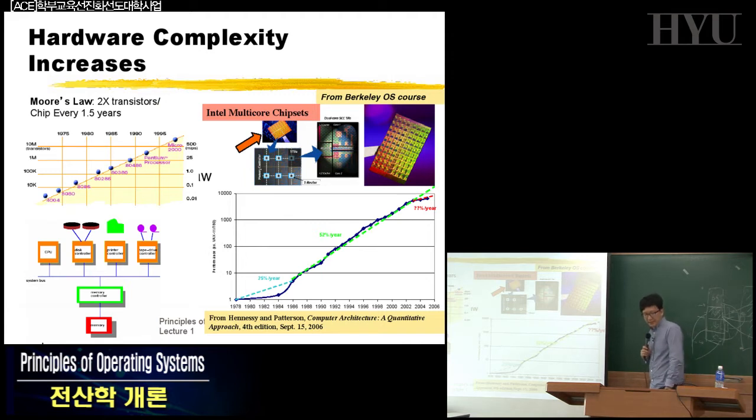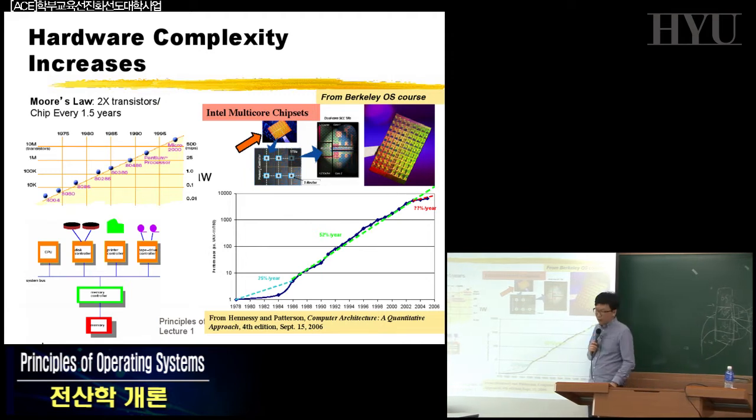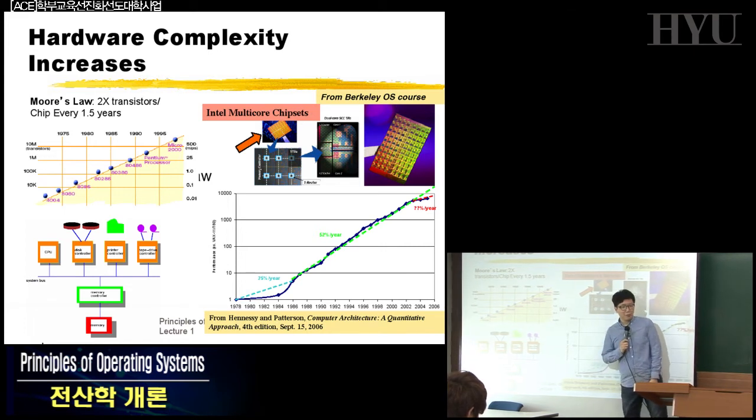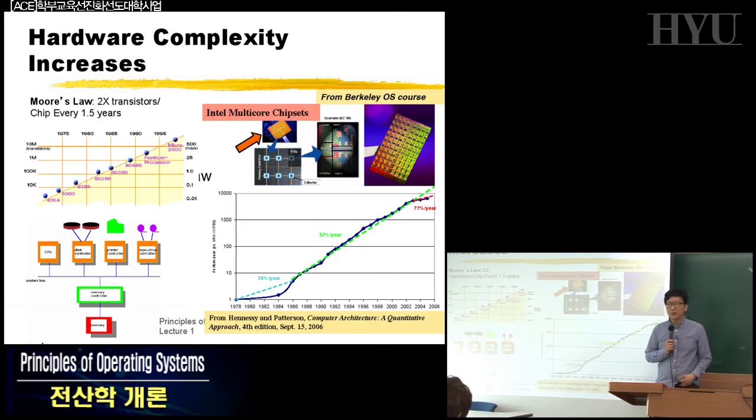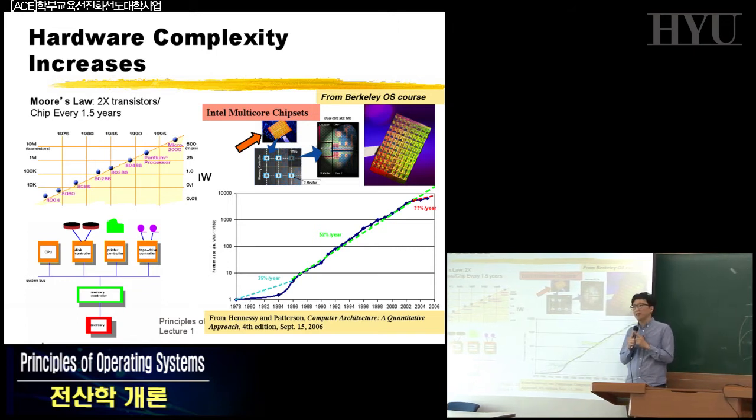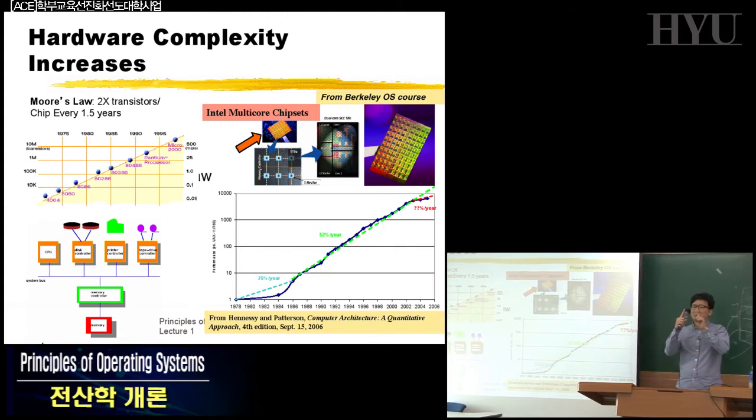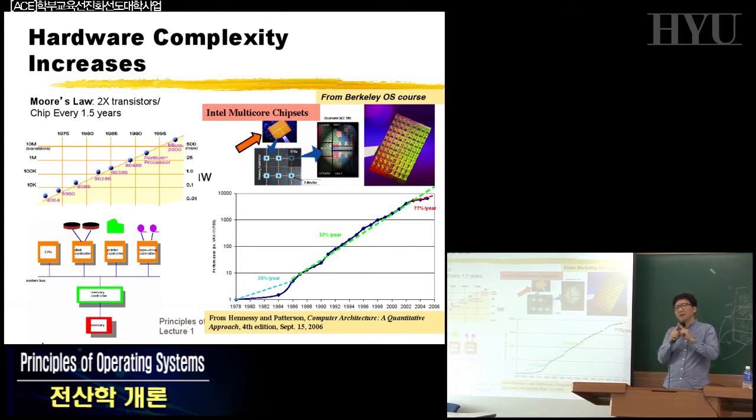So hardware complexity increases. Moore's law, transistor and chip every 1.5 years. I think it twice. They usually discuss for the memory part, right? What you can store in the same space every 1.5 years, that's 18 months. What you can store in that same space will double, right? That's what it means. What does that mean? Same space doubles. It means you can put more transistors in the same space in every 18 months, twice.